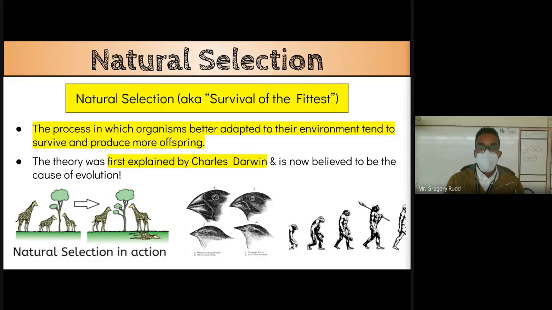All right, so that first bullet point is what I want you guys to write down. And this is the actual definition of natural selection. The process in which organisms that are better adapted to their environment tend to survive and produce more offspring. Organisms that are better adapted to their environment tend to survive and produce more offspring.